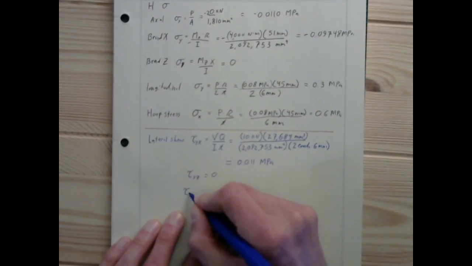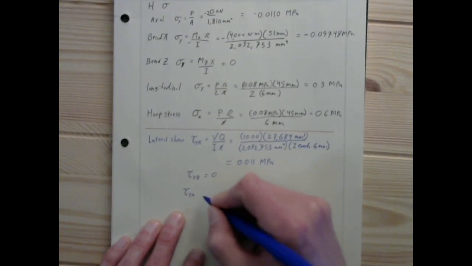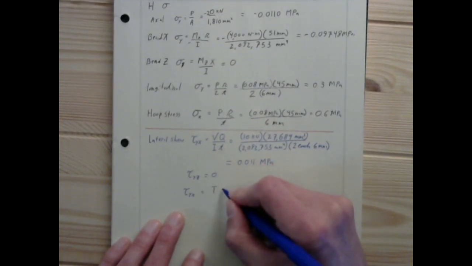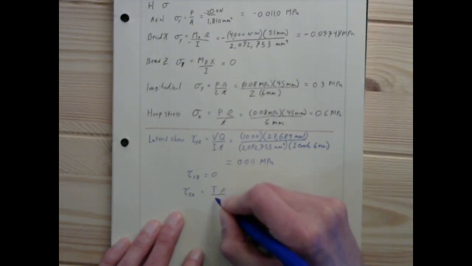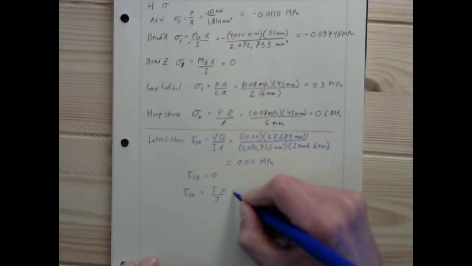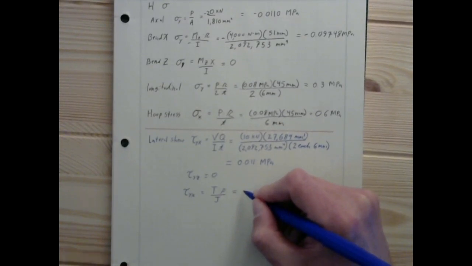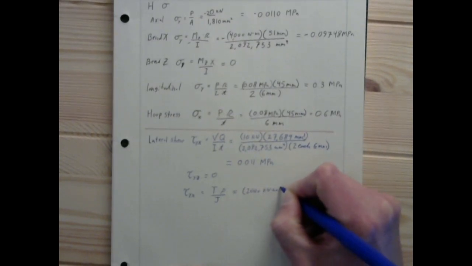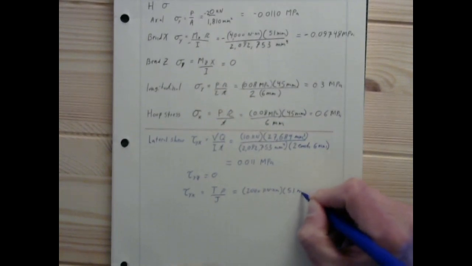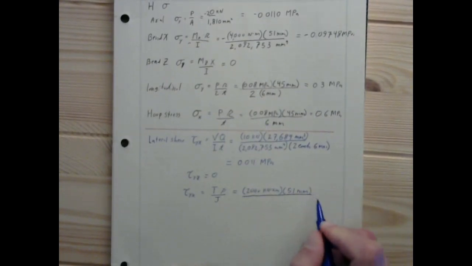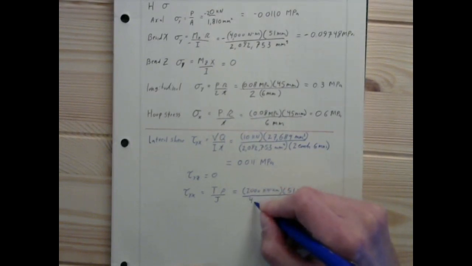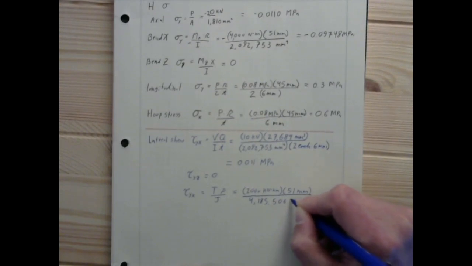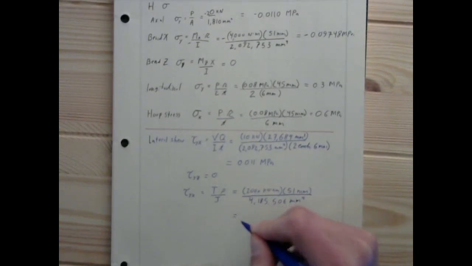Now, torsion, it's going to be in the YX direction, and it's going to be equal to the torsion times the radius at the point we're considering, and that's going to be, well, we'll call that rho, I guess, divided by our polar moment of inertia J. And that's going to be, what did we say the torsion was? 2,000 kilonewton millimeter times 51 millimeters divided by 4,185,506 millimeters to the fourth.